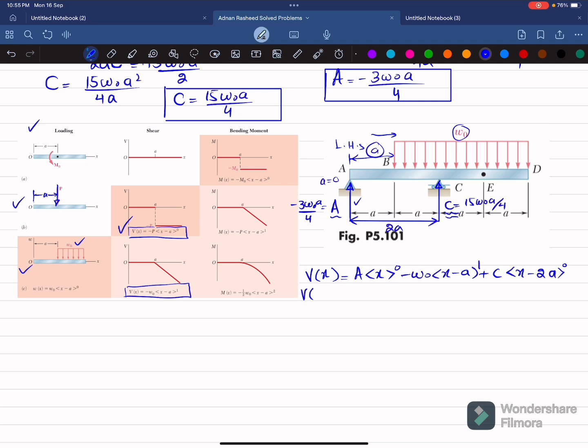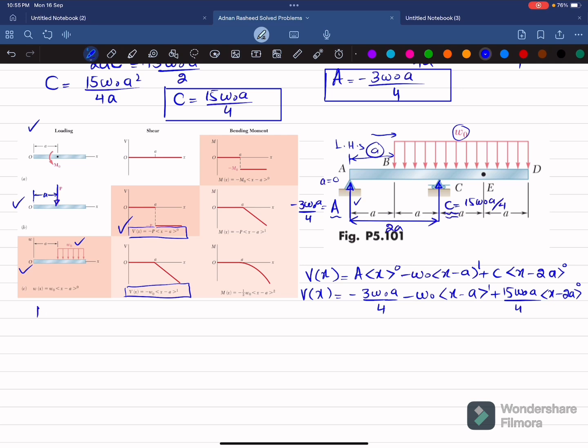You can put the value of A, so A is equal to minus 3 W naught A divided by 4, clear? And since X is equal to 0 at A, so 0 power 0 is 1. And minus W naught is same, W naught into X minus A power 1, plus C, and C value is 15 W naught A divided by 4 into X minus 2A power 0. So this is your shear force equation.